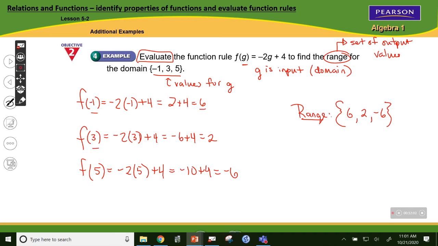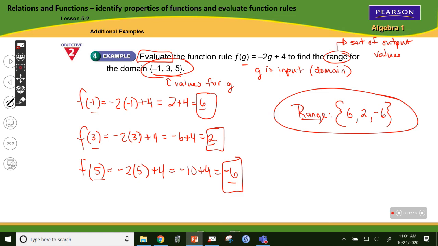For the input of 3, we got 2. For the input of 5, we got negative 6. These 3 outputs make up the range for the given domain. So our domain was negative 1, 3, 5. Those were my inputs. Our range is 6, 2, negative 6. Those are my outputs. And I think that's all I got for right now.